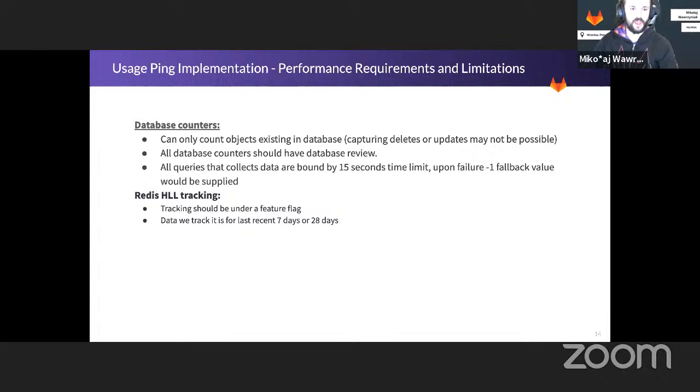For the Redis HLL tracking, all the tracking should be added first behind a feature flag, and only after assuring that the performance of the Redis clusters is maintained, can they be released. It's also important to remember that the data is only tracked in a weekly and monthly cadence for the Redis HLL tracking, and there is no all-time historical tracking.